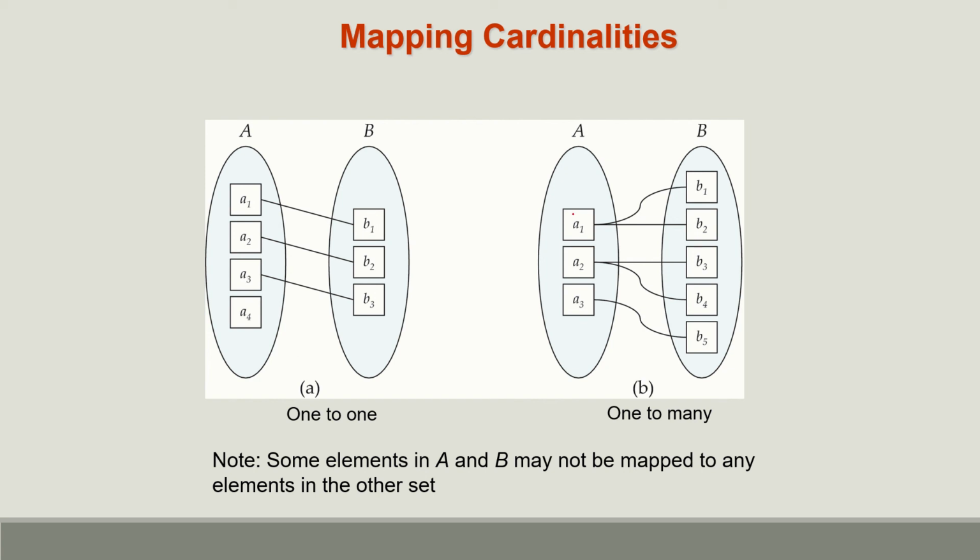One-to-many relationship means if this part is 1, this part can be many. Many means 0 or more.